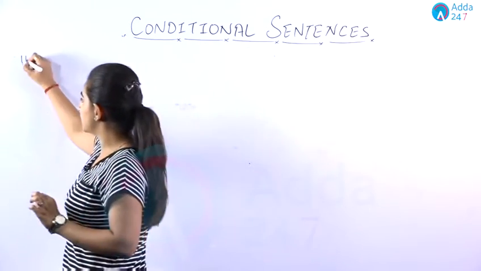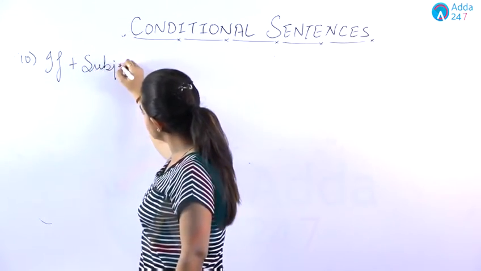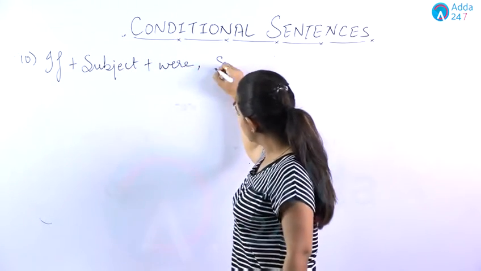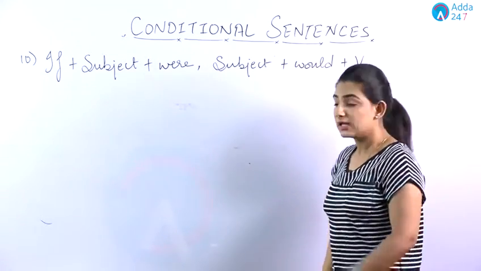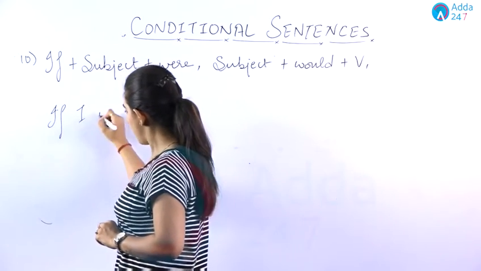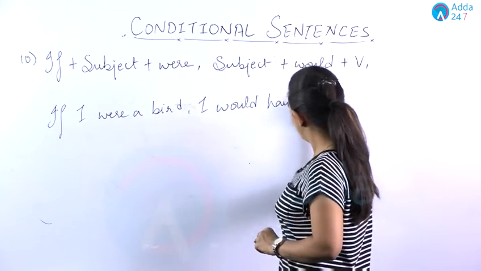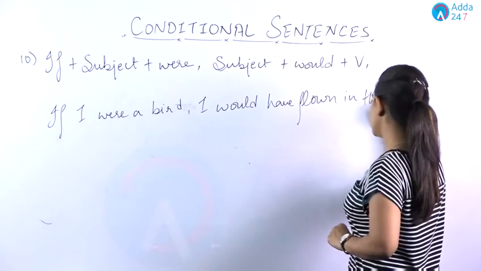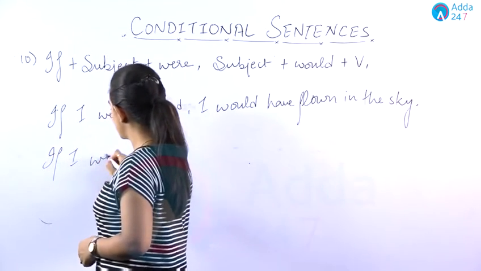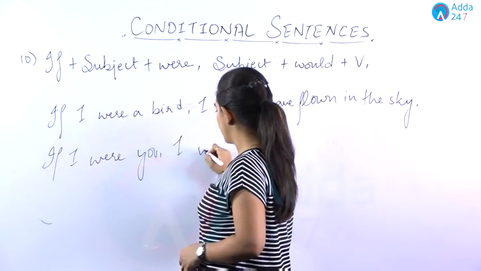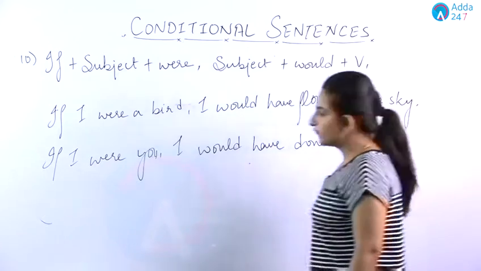Now the next and the last conditional sentence comes, and it says if we have if in a sentence, after that the subject is placed and after the subject we have were. After that again we place the subject plus would, and this will follow verb's first form. It says, if I were a bird, I would have flown in the sky. Or we can write the first sentence as well here. If I were you, I would have done this. Right? It follows the same thing.